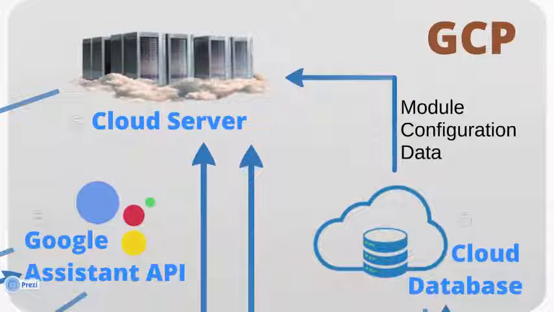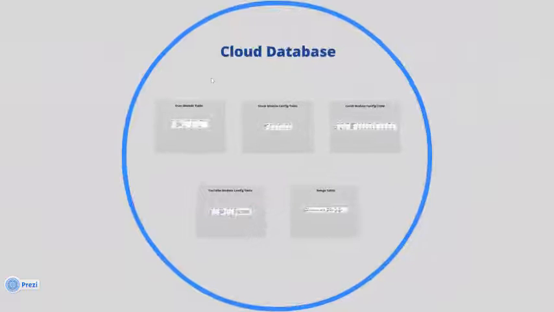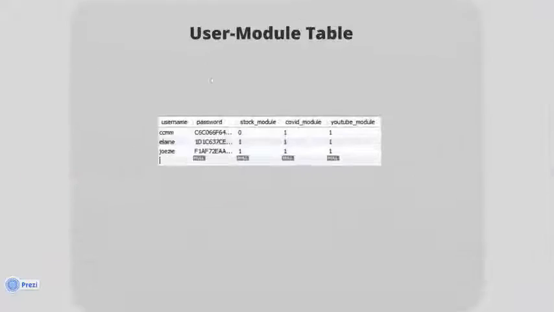By doing this, the DIY mirror webpage would display customized UI for this user. The second part is the MySQL database. We have created 5 tables for user data and module configurations on this cloud database. The user module table stores username, encrypted password, and the module enabling status. 0 means disabled and 1 means enabled. It's also noteworthy that by encrypting the password, we are able to prevent the critical information from privacy theft.